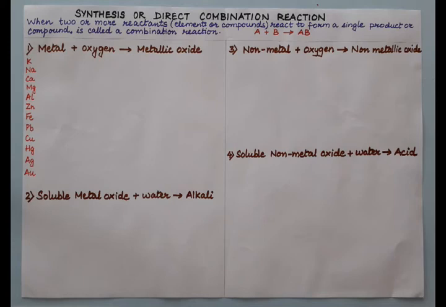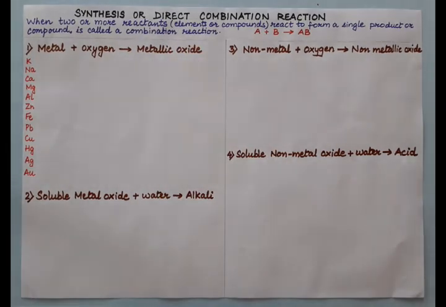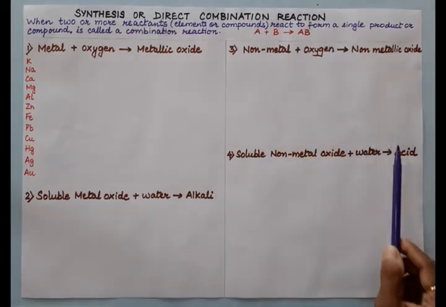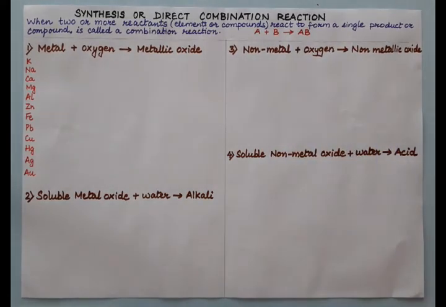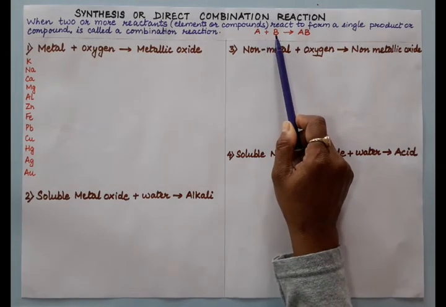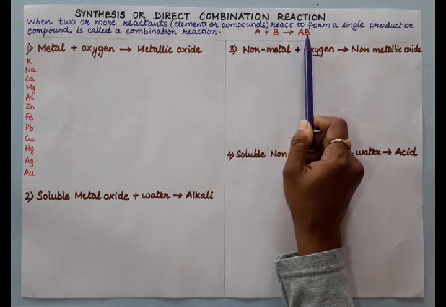Types of chemical reaction. Let us study the first type, that is synthesis or direct combination reaction. Now what is a direct combination reaction? When two or more reactants, elements or compounds, react to form a single product or compound, it is called a combination reaction. For example, A and B, when they react, we get AB.